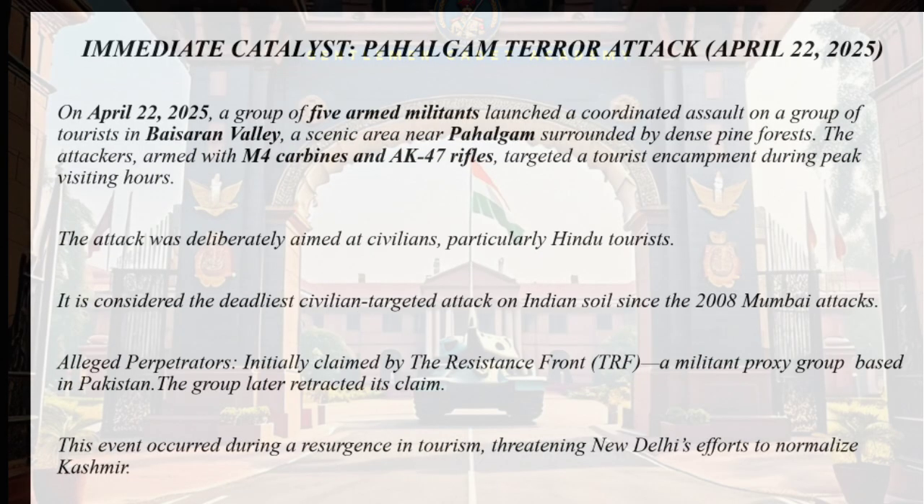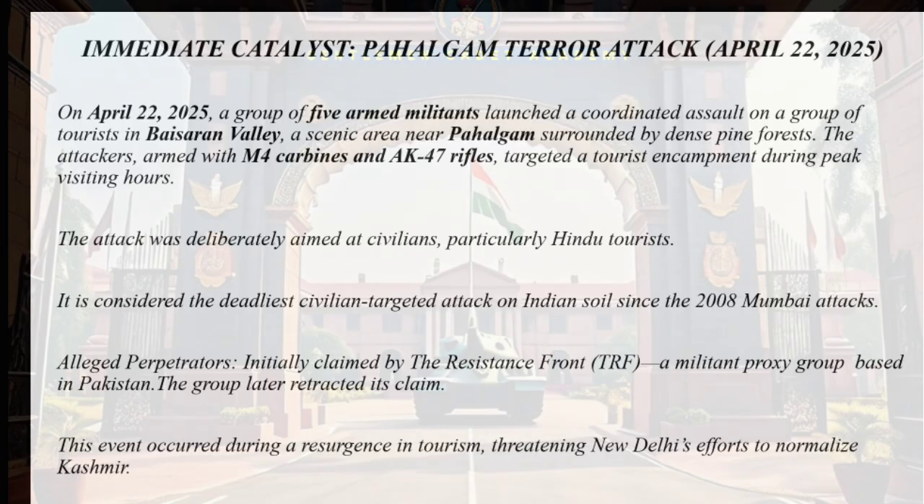Now, starting with the initiation of the recent escalation, the immediate trigger was the Pahalgam terror attack, which was carried out on April 22 in Baisaran Valley near Pahalgam, a renowned tourist destination in South Kashmir. During the early afternoon, a group of 5 militants armed with advanced weaponry such as M4 carbines and AK-47 assault rifles carried out a brutal and deliberate assault on a camp of Hindu tourists and pilgrims.